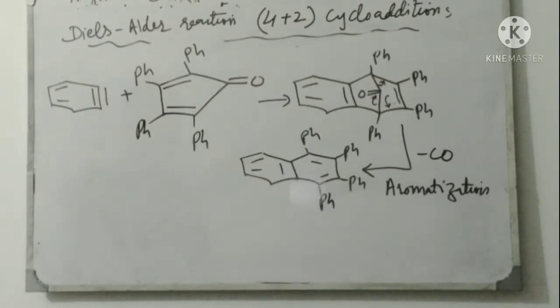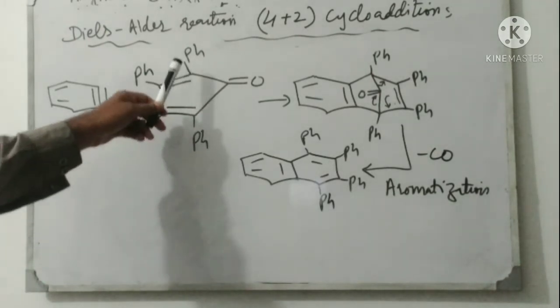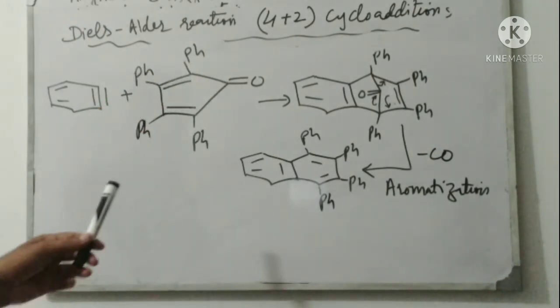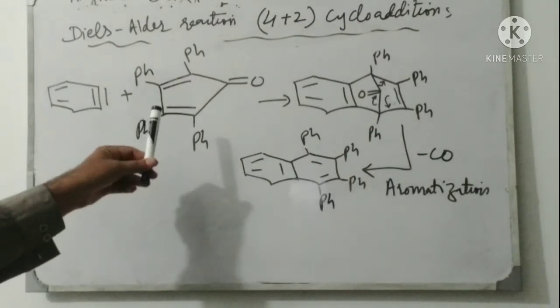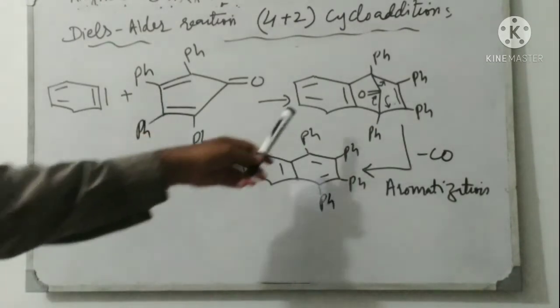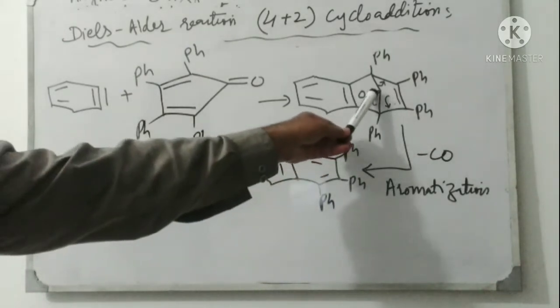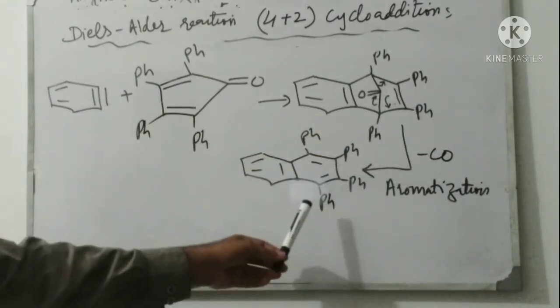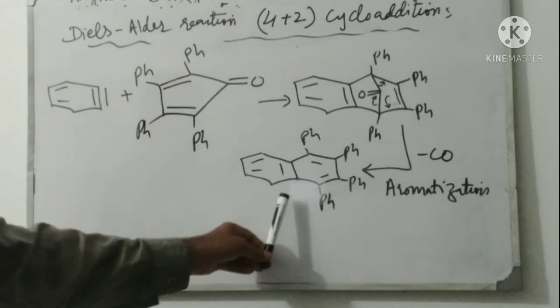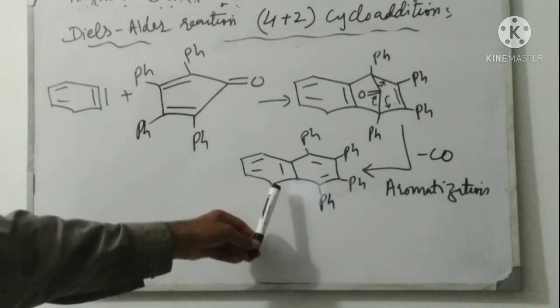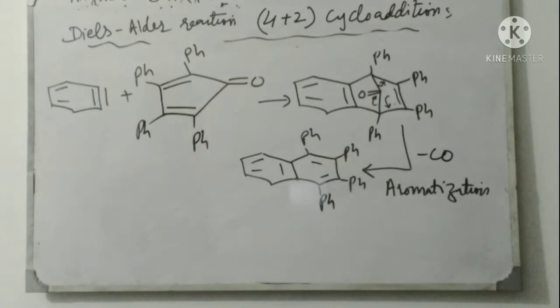So this is the 4+2 cycloaddition of benzyne with this tetra substituted cyclopentadienone to form this Diels-Alder adduct. This Diels-Alder adduct, with the loss of carbon monoxide, undergoes aromatization and forms this substituted naphthalene derivative.